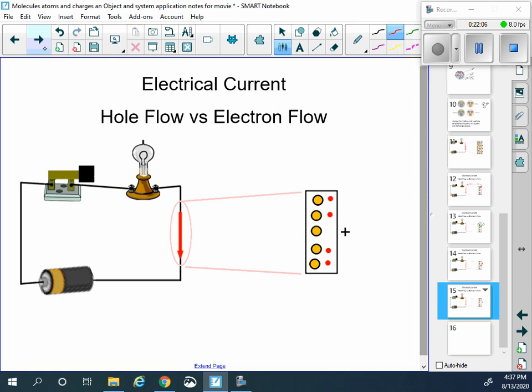And the only way we can actually explain why this happens is to recognize that electricity is actually a complex system of protons and electrons, where electrons are moving in one direction, making holes that travel in the opposite direction. All right.